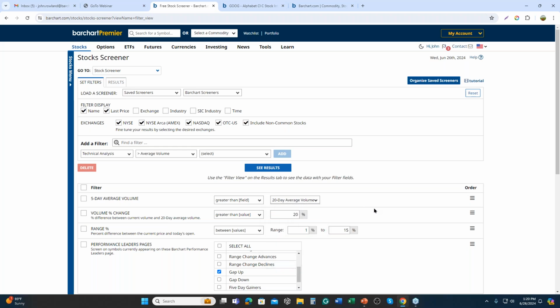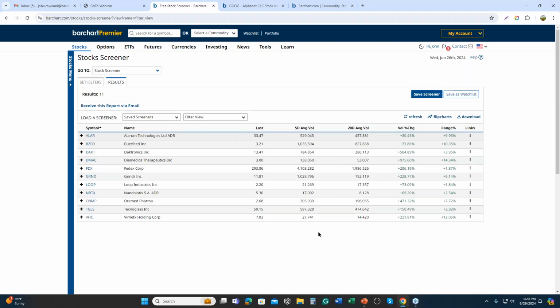So very simple here. I started with a screener that Barchart provides, and now I've added my thesis to it. And now what is my result? Well, let's look at that result. And so what I've done, I've changed that 145 stocks down to 11 stocks.